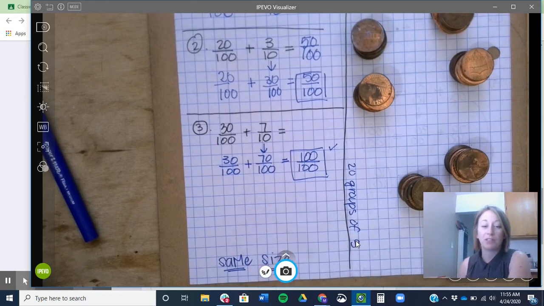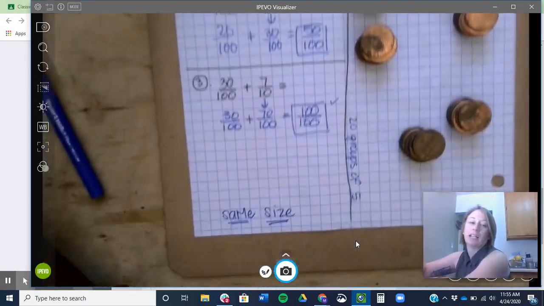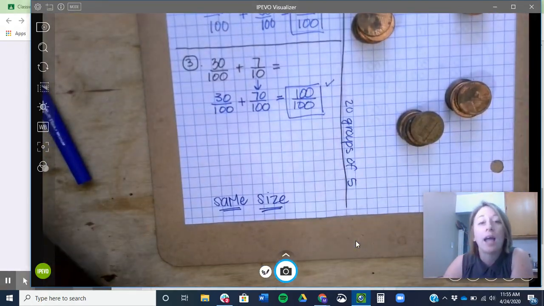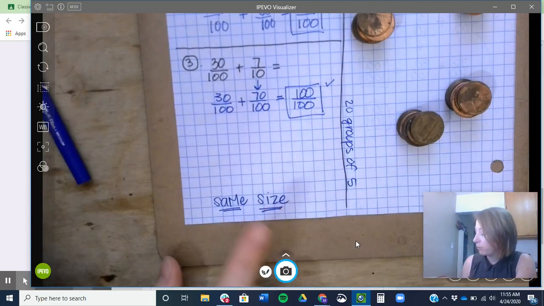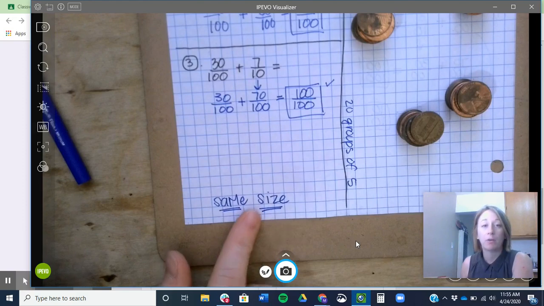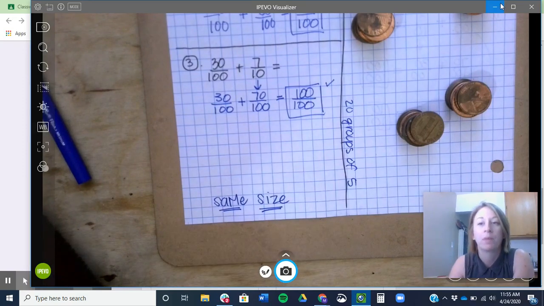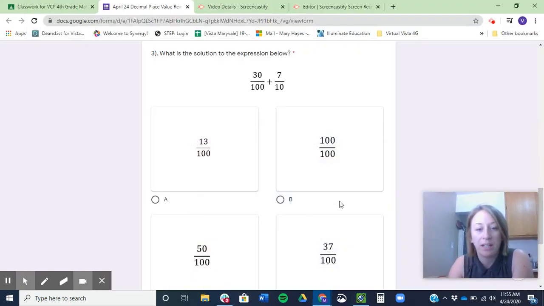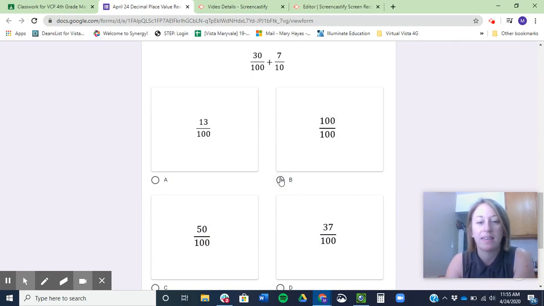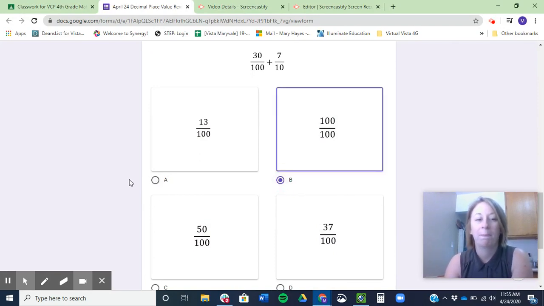Last but not least, don't forget that just after this last question, you're going to be asked why are fractions equivalent. They are equivalent because they are the same size. So please make sure you have that in that last question. All right, question number 3, our answer is 100/100, and that is B.